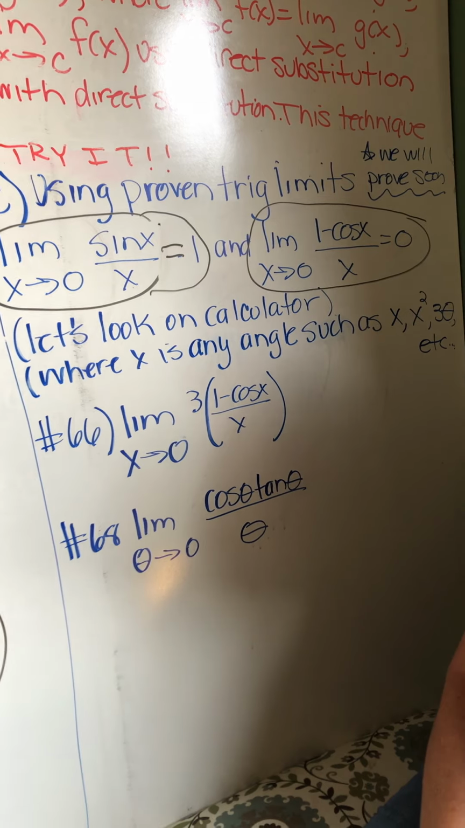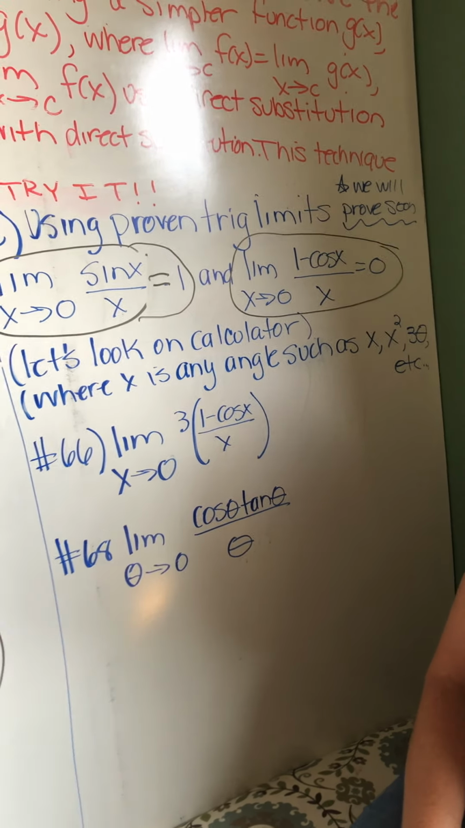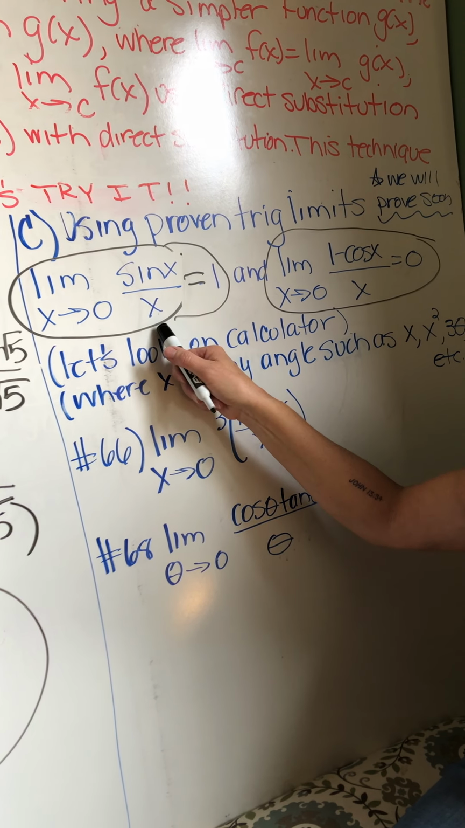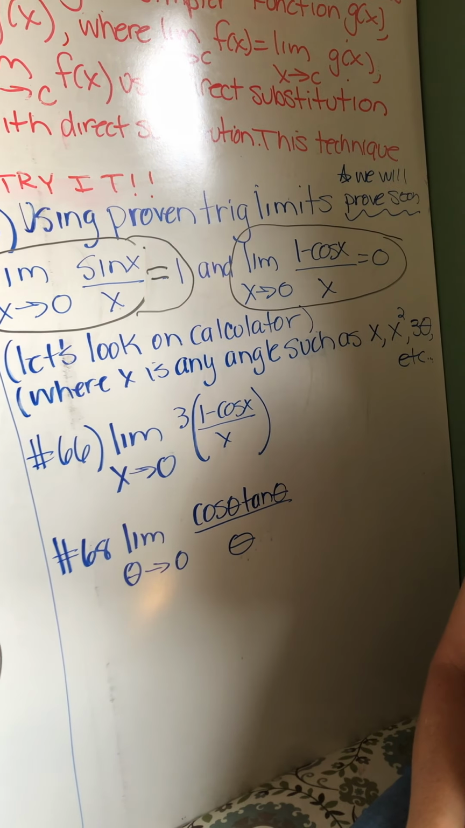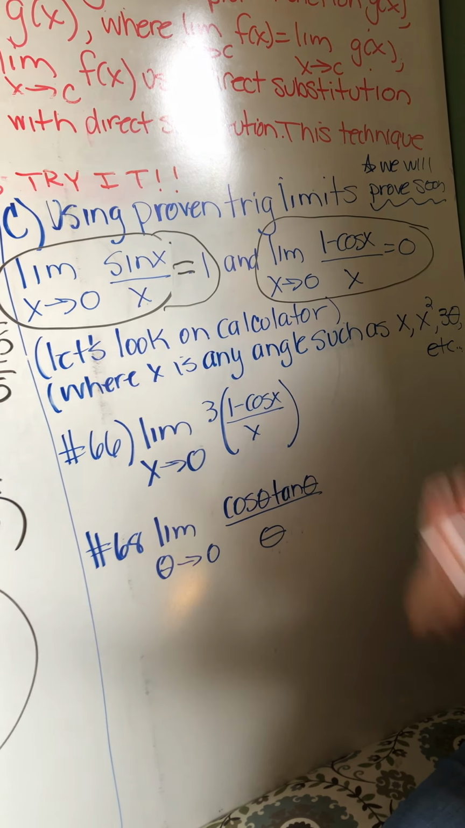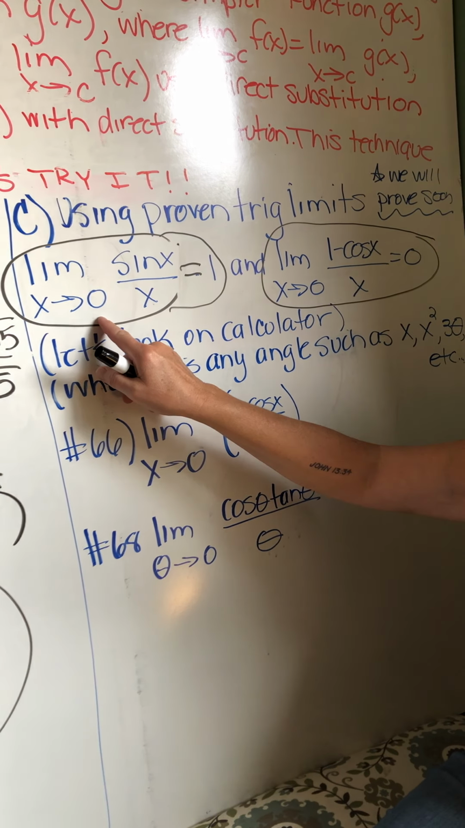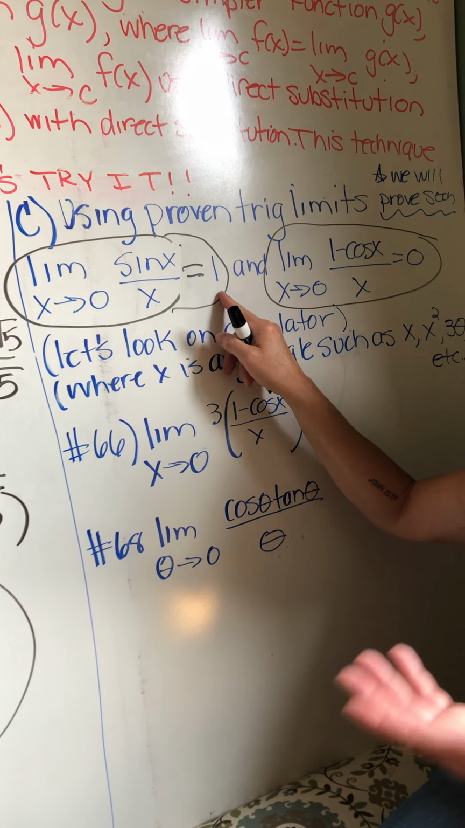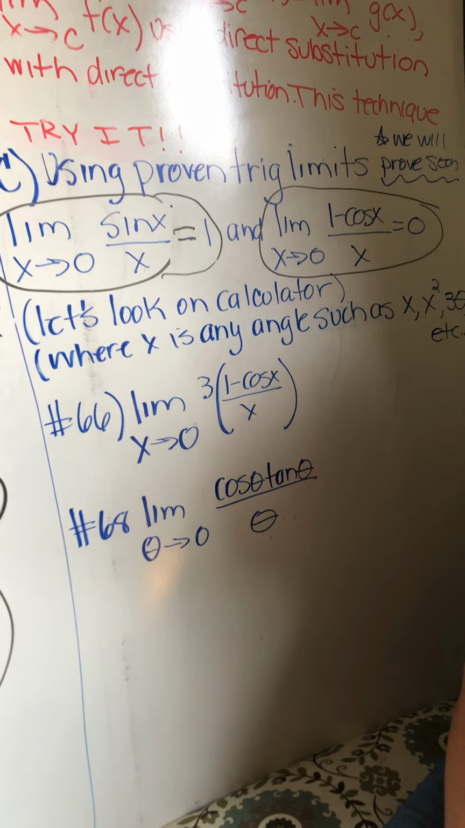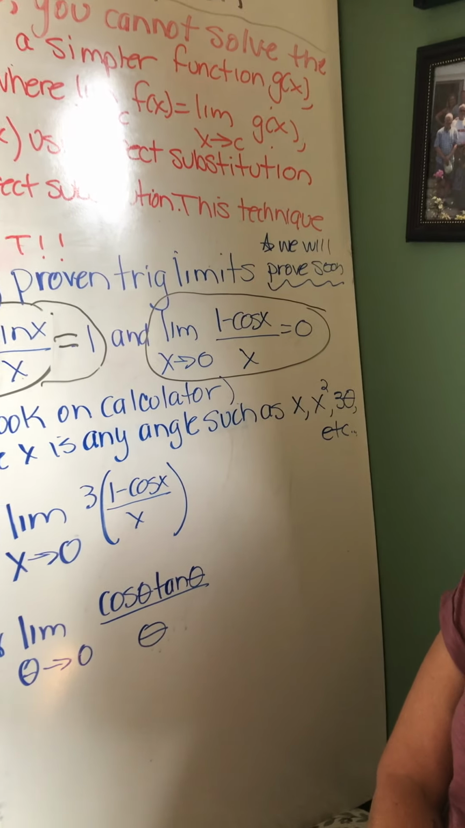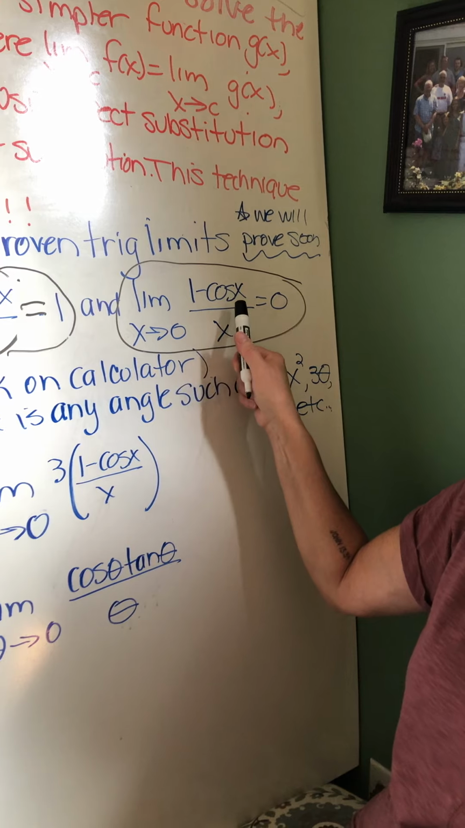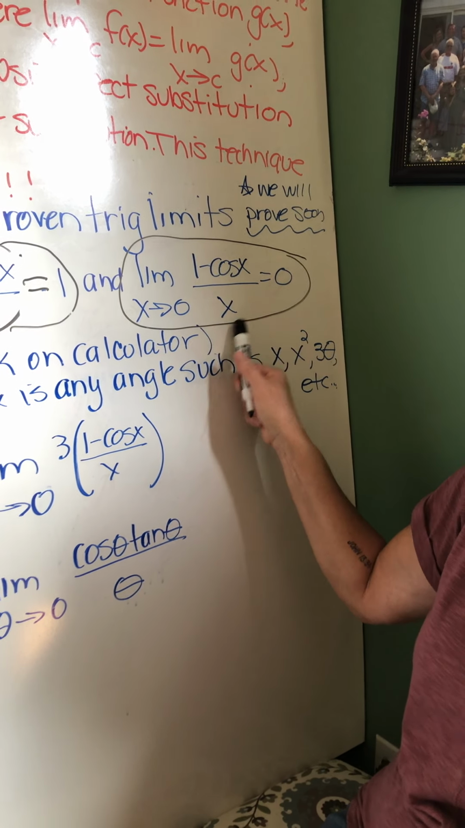For now, I need you to believe that the limit as x approaches 0 of sine of x over x is equal to 1. If on your calculator in radian mode, you put this function into your calculator and you looked where x is approaching 0, you would say, oh, that function really does seem to be approaching a y value of 1. Another limit we will prove, but I need you to believe it's true right now, is the limit as x approaches 0 of 1 minus cosine of x over x equals 0.